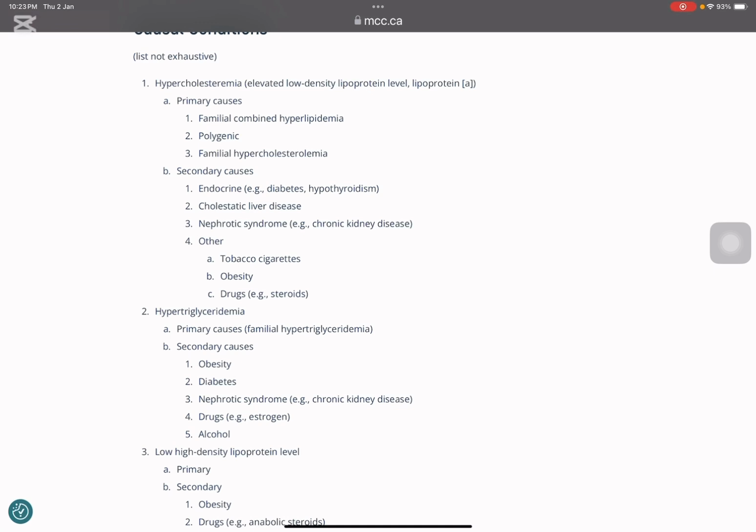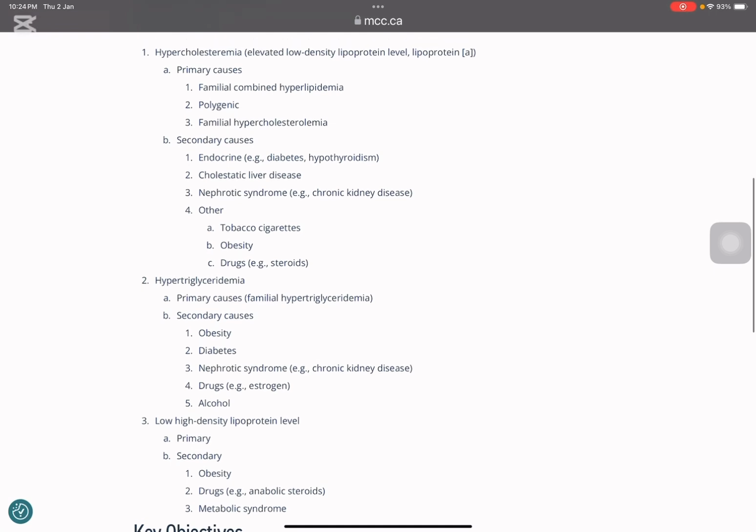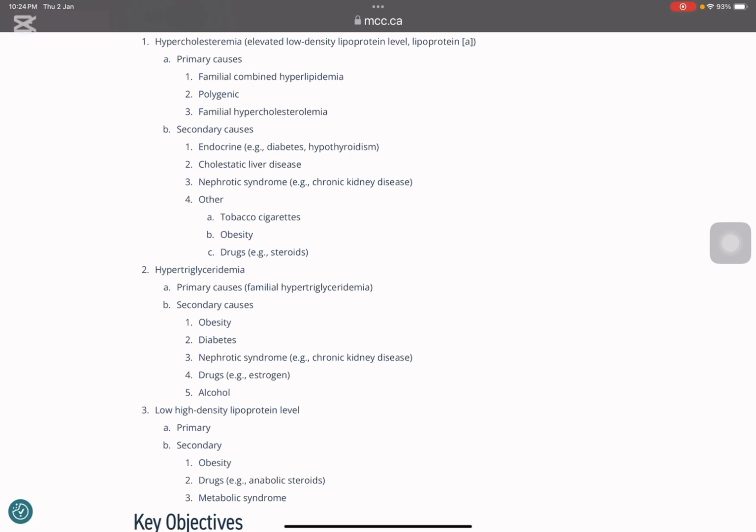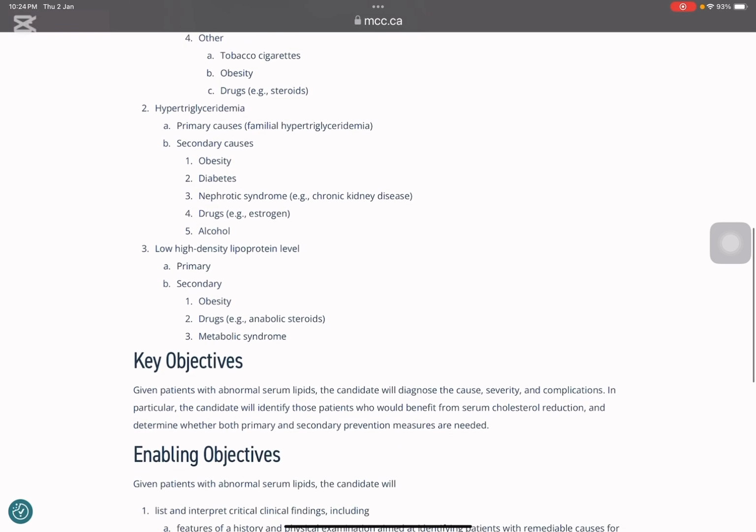Okay, and they have then divided the primary and the secondary causes. For hypercholesterolemia, they have familial combined hyperlipidemia and polygenic familial hypercholesterolemia. Secondary causes are diabetes, hypothyroidism, cholestatic liver disease, nephrotic syndromes like CKD, tobacco, cigarettes, obesity, and drugs like steroids. For triglycerides, the secondary causes are similar to those for hypercholesterolemia, but the drug is different here, that is estrogen, and there is an additional one, that is alcohol. Tobacco is a risk factor for hypercholesterolemia, and alcohol is a risk factor for hypertriglyceridemia. Now, moving on, for low HDL, the secondary causes are anabolic steroids, metabolic syndrome, and obesity.